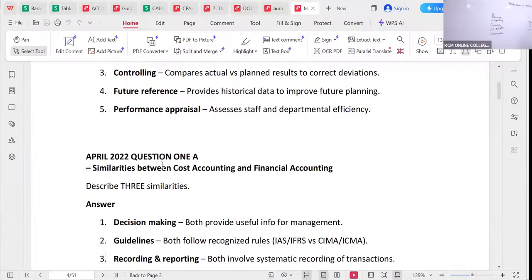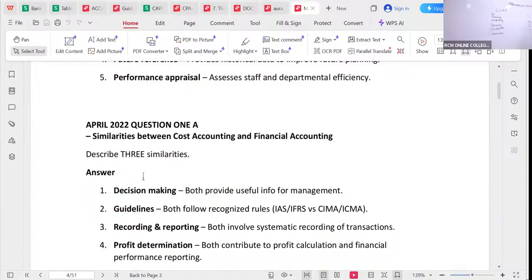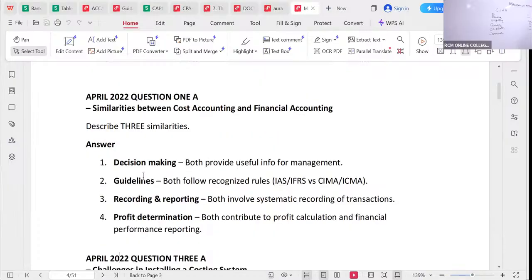Guidelines. Both follow recognized rules. Even if management accounting is quite flexible, it still follows what we call CIMA, which stands for Chartered Institute of Management Accountants. So both somehow follow recognized rules. Both are useful in terms of recording and reporting. Both involve systematic recording of transactions and profit determination. Both contribute to profit calculation and the financial performance.